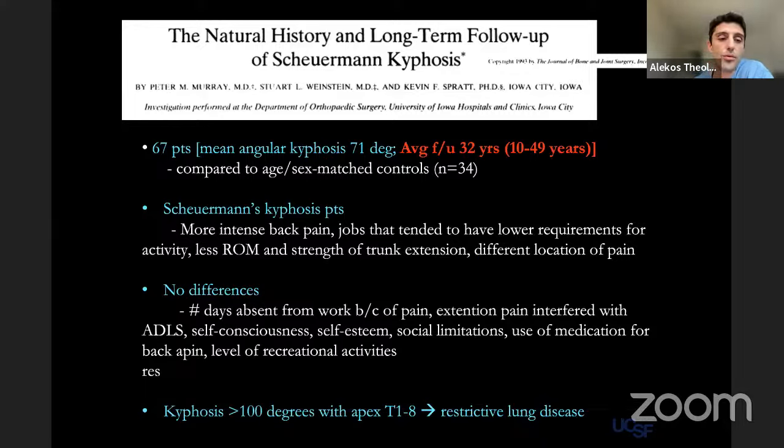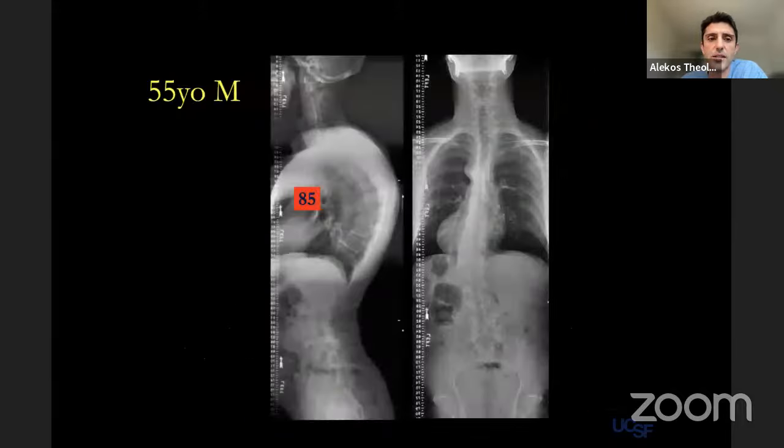And they found that the patients in adulthood had more intense back pain, jobs that tended to have lower requirements for activity, less range of motion and strength of trunk extension, and definitely different locations of pain relative to those without Scheuermann's. Interestingly, there was no difference between patients with Scheuermann's and those without in adulthood in terms of number of days absent from work because of pain. Extension pain interfered with ADL, self-consciousness, self-esteem, social limitations, use of medication for back pain, and level of recreational activities. They found that patients who had kyphosis greater than 100 degrees with an apex in the thoracic spine did have restrictive lung disease as assessed on PFTs.